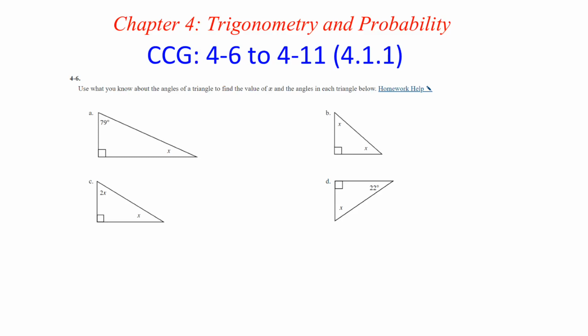Welcome to Chapter 4, Trigonometry and Probability in CCG. We're going to do homework questions 6 through 11.